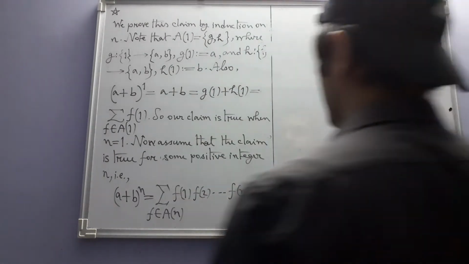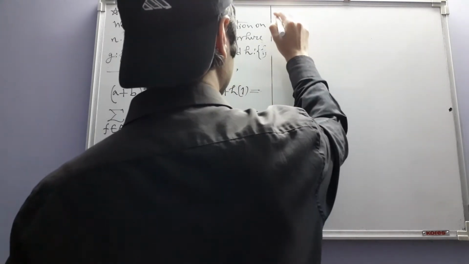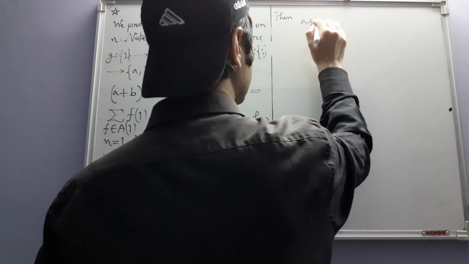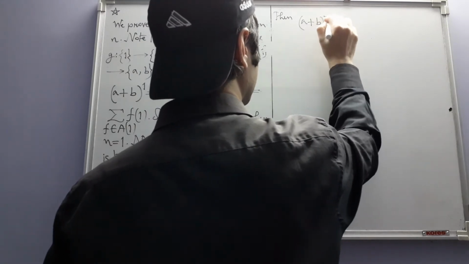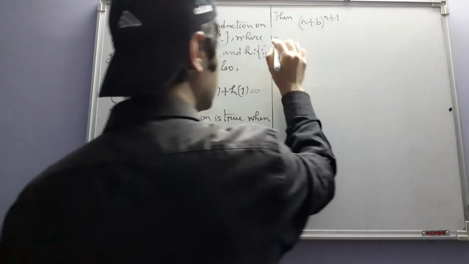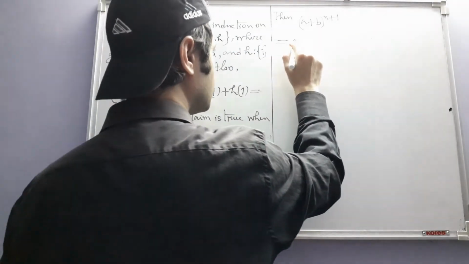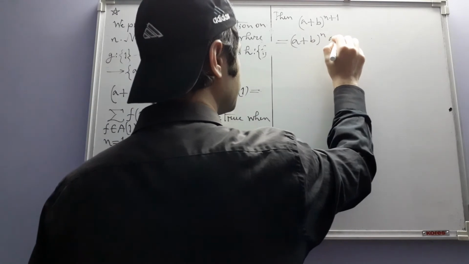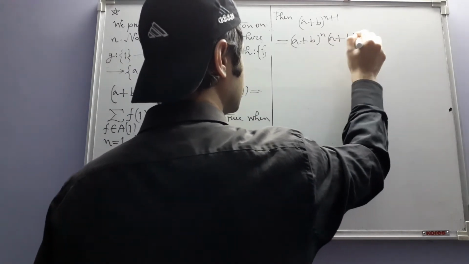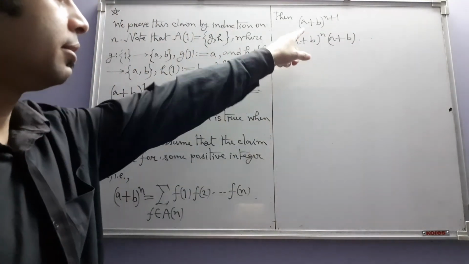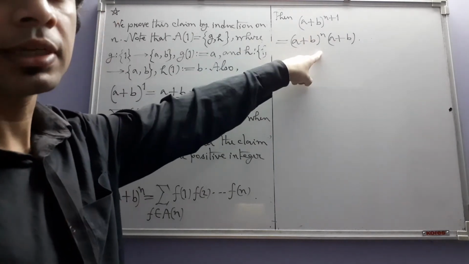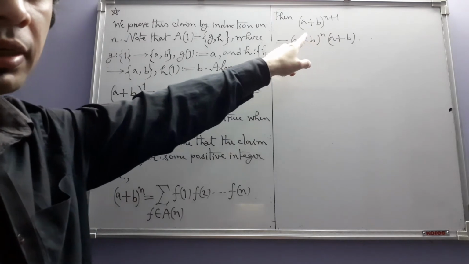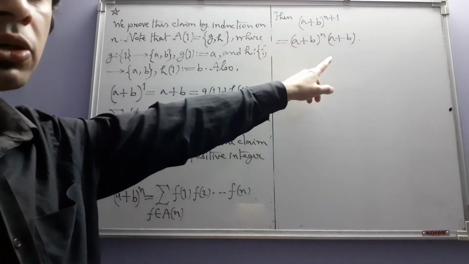Okay. Then (a plus b) to the power n plus 1. This is equal to (a plus b) to the power n times (a plus b). See, to be able to write that these two things are actually equal, we need a definition for (a plus b) to the power n in the ring. Otherwise, this does not make sense.